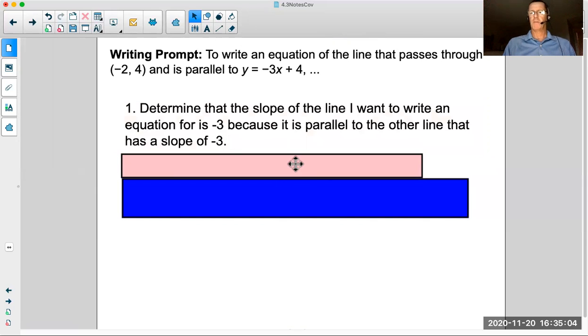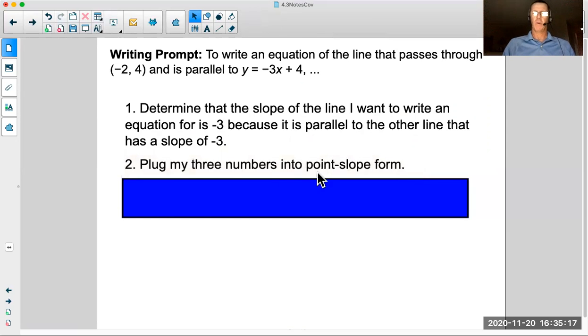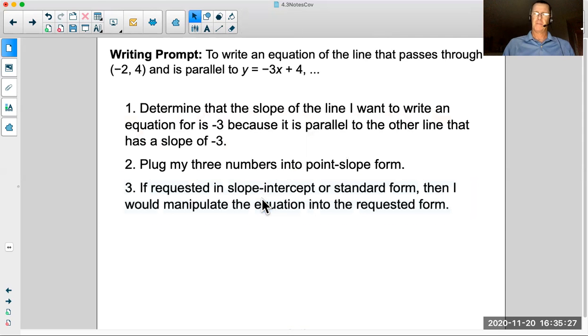One, determine that the slope of the line I want to write an equation for is -3 because it is parallel to the other line that has a slope of -3. How do I know that? It's in y equals mx plus b form. Two, plug my 3 numbers into point slope form. So I'm going to plug in the -3 for m. I'm going to plug -2 in for x sub 1 and 4 in for y sub 1. And if requested in slope intercept or standard form, then I would manipulate the equation into the requested form. If they asked for it in point slope, then I'd be done after step 2.